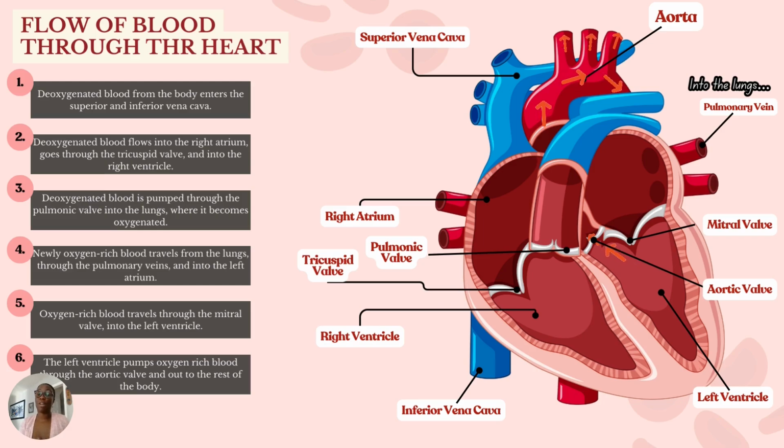And then lastly, once that oxygen-rich blood enters into the left ventricle, it will then take that blood and pump it up and out through the aortic valve and through the aorta, where that oxygen-rich blood will then be pumped and distributed throughout the body. So the oxygen-rich blood has now been pumped out of the heart, and it is going to be distributed throughout the different organs, tissues, and cells of the body. And that is how blood flows through the heart.